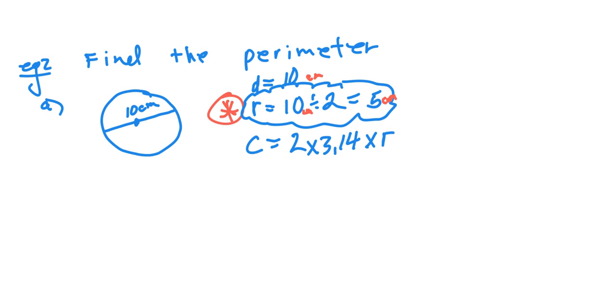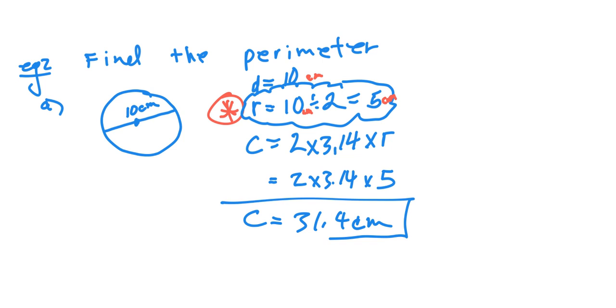So we use that in our equation and we do our calculation again. And so now all we have to do is just substitute our numbers in. So 2 times 3.14 times 5. And we end up with 31.4 centimeters. And we're done. So the circumference is 31.4 centimeters.